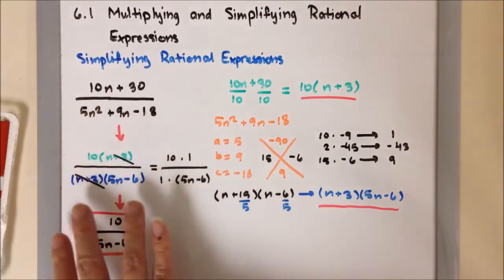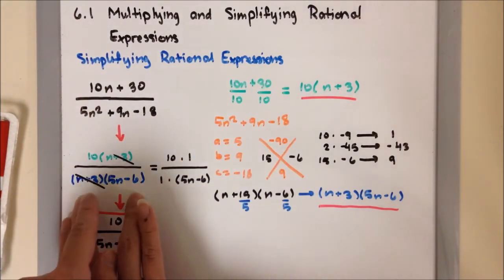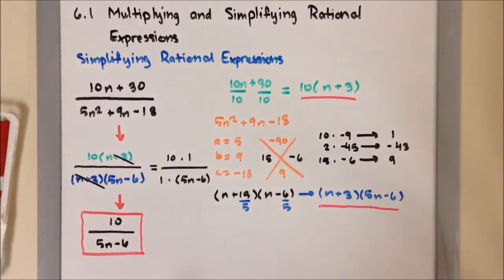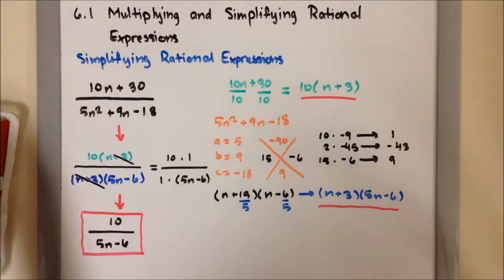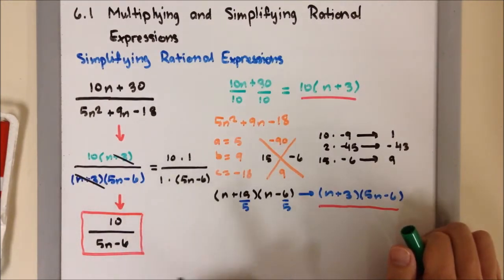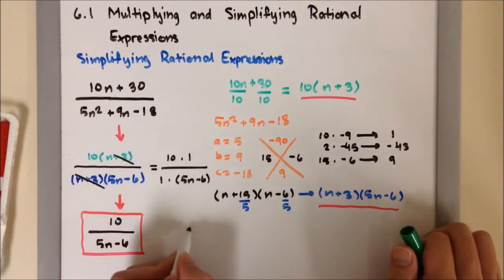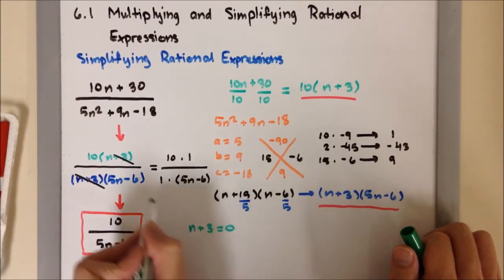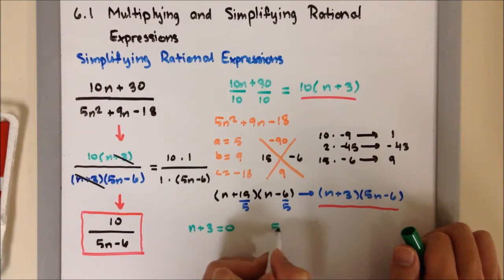After factoring, this is your pair of factors: the n plus 3 where I crossed out, and the 5n minus 6. Basically, you're finding the value of n that makes the denominator equal to 0. So, in order to do that, I'm going to set both factors equal to 0. My first one is n plus 3 equal to 0, and then your second factor, 5n minus 6 equal to 0.